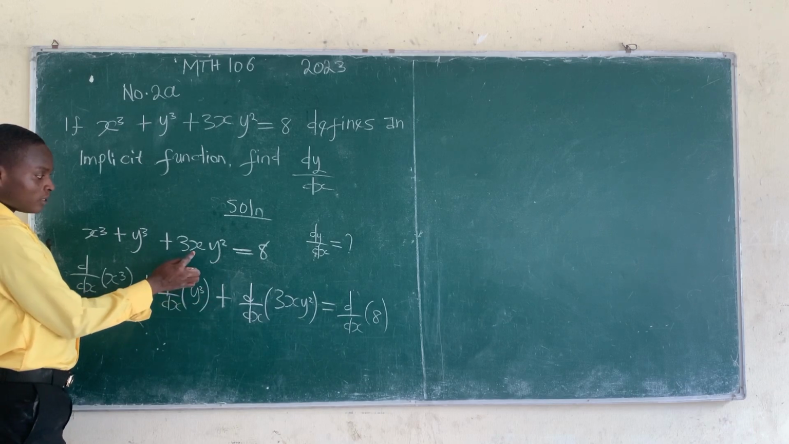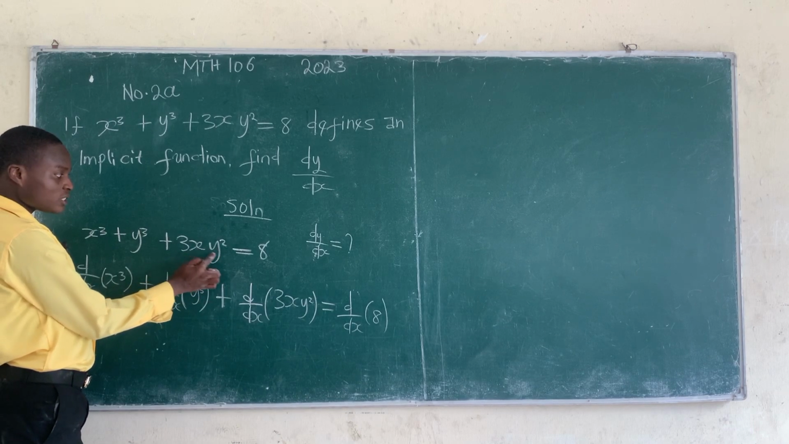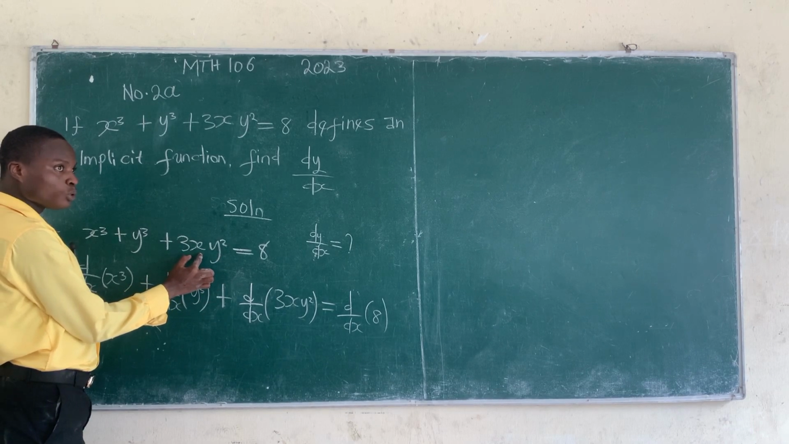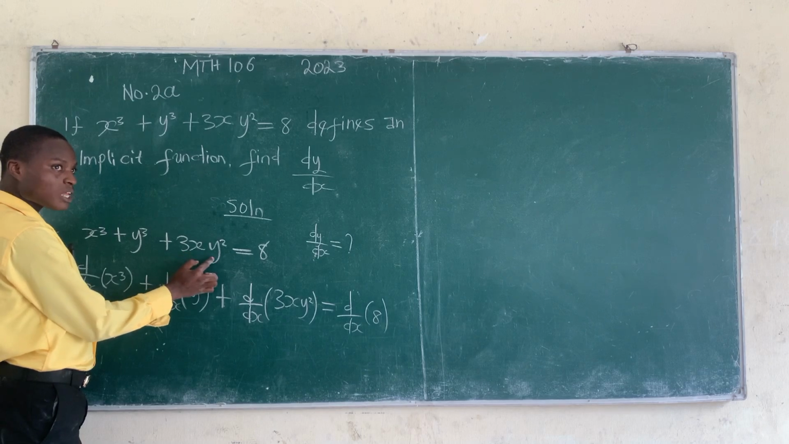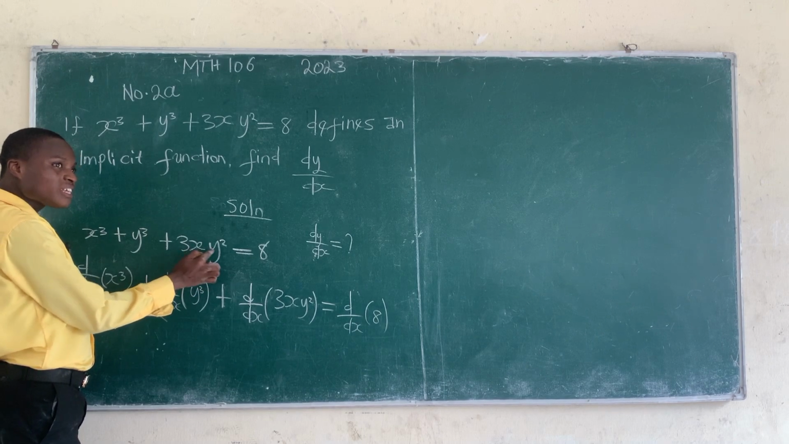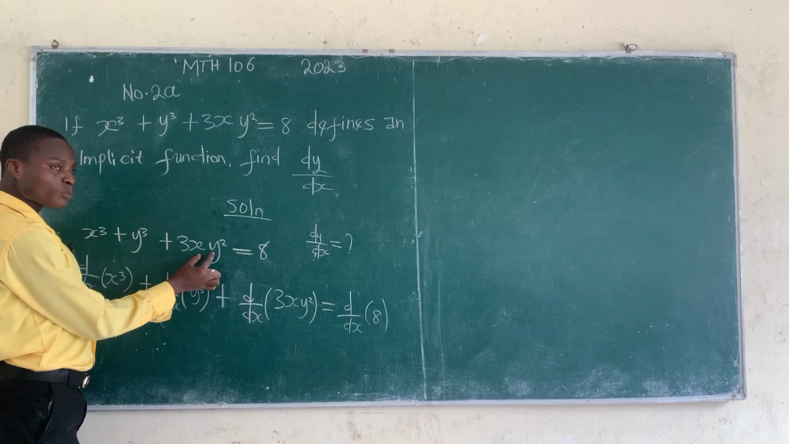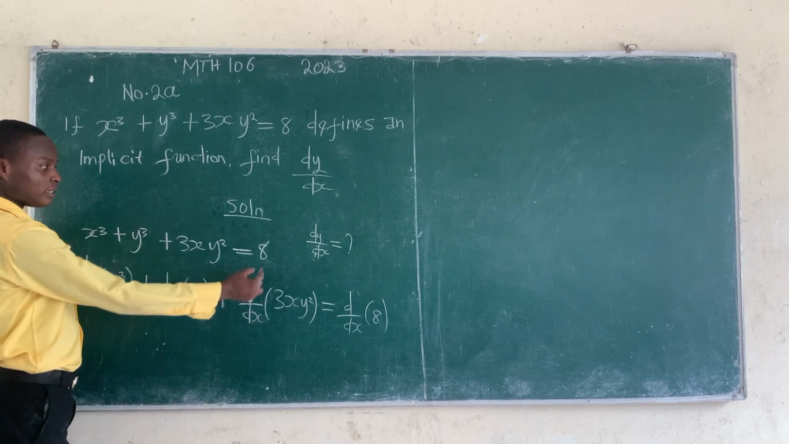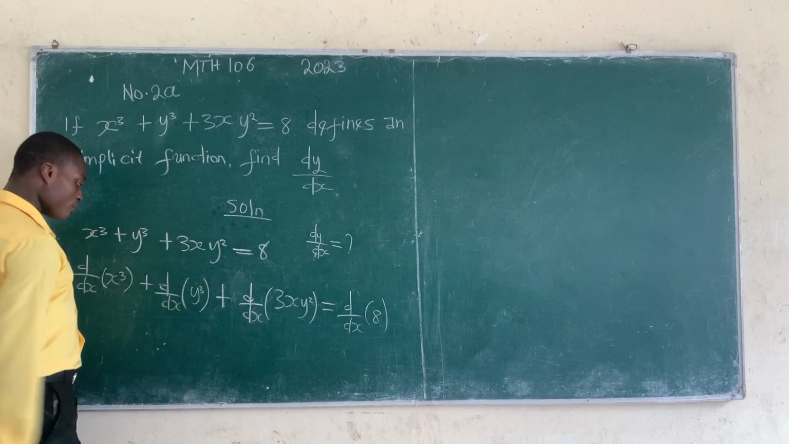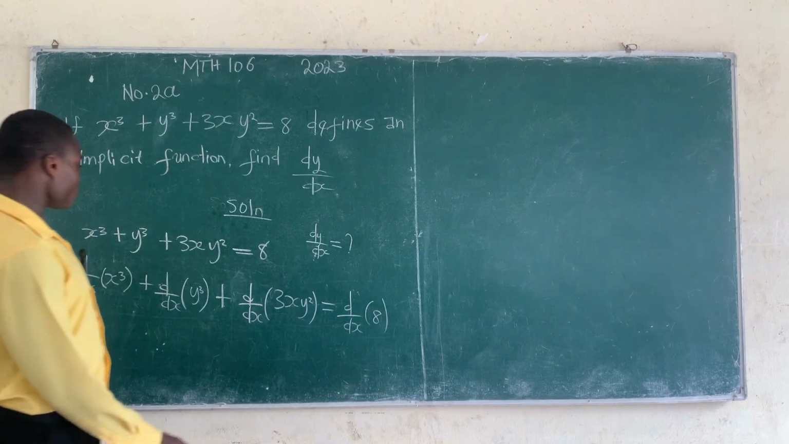But mind you, this is x, this is y. So differentiating this, we are using the product rule. We are not keeping any of them constant. We are going to differentiate both x and y implicitly. So we are differentiating this using the product rule because they are multiplying together, and differentiate this and get 0. So let's start the differentiation.